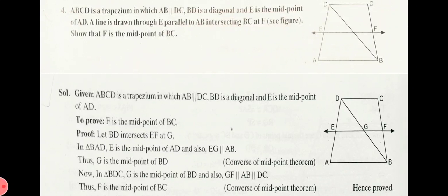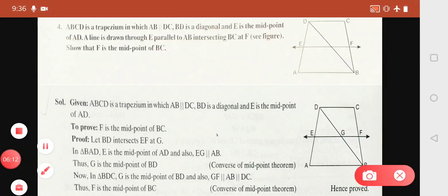Next, question number 4. ABCD is a trapezium in which AB is parallel to DC, BD is a diagonal and E is the midpoint of AD. A line is drawn through E parallel to AB intersecting BC at F. See the figure? Show that F is the midpoint of BC. So for solution, first let's write the given. What is given? ABCD is a trapezium in which AB is parallel to DC and BD is a diagonal and E is the midpoint of AD.